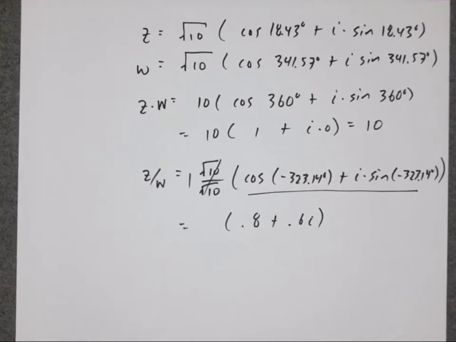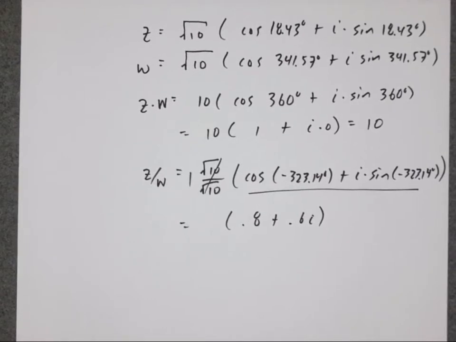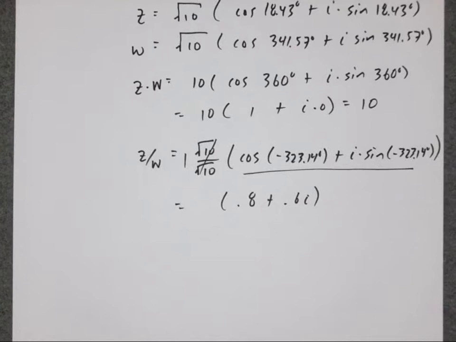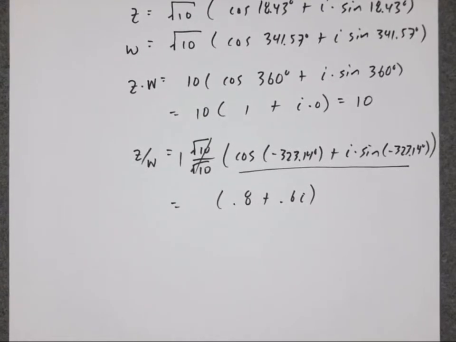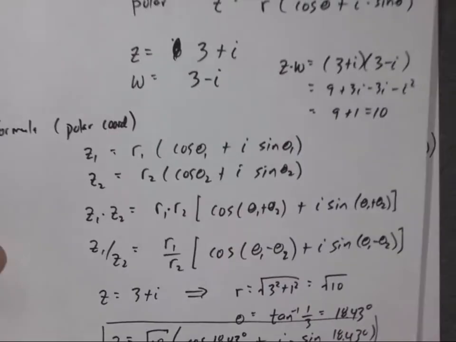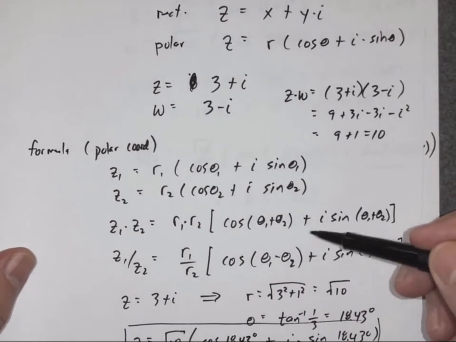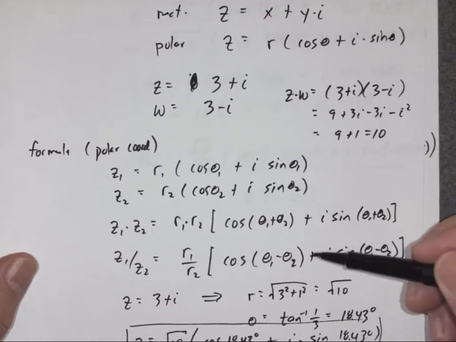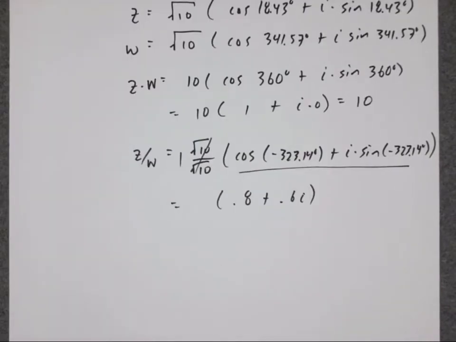All right, so that's something else now we can do with complex numbers. We can multiply them and divide them. And whether you're in rectangular coordinates or polar coordinates, we've learned now that if you're in polar coordinates, we've got these special equations that make it pretty easy to do.